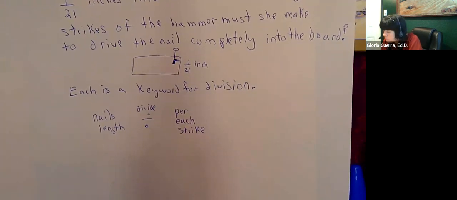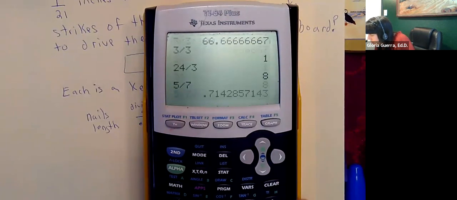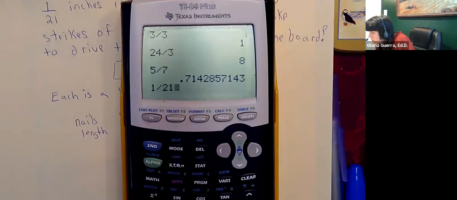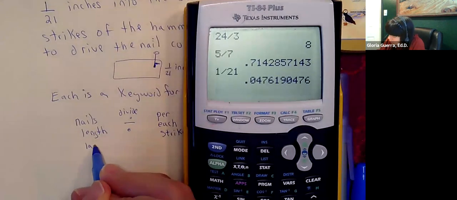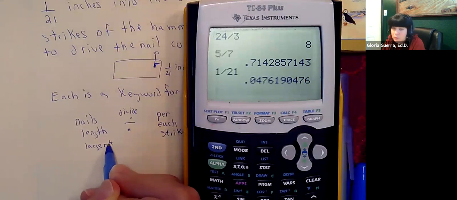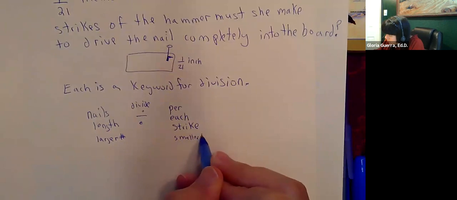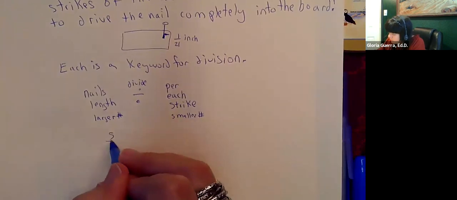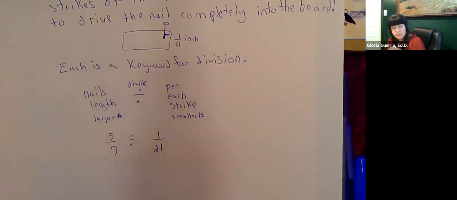And again, if you're not sure which one to go first, 5/7 divided by 1/21: 5 divided by 7 is about 0.71, whereas 1 divided by 21 is small, 0.04. So the idea is you usually do your larger number and then you divide it by the smaller number. That's kind of helpful too. So your nail is 5/7 and you're dividing it by that smaller piece, 1 over 21. Okay.